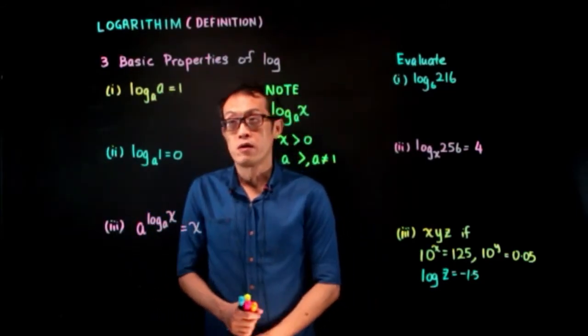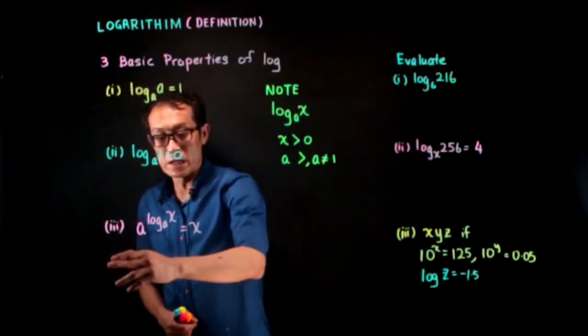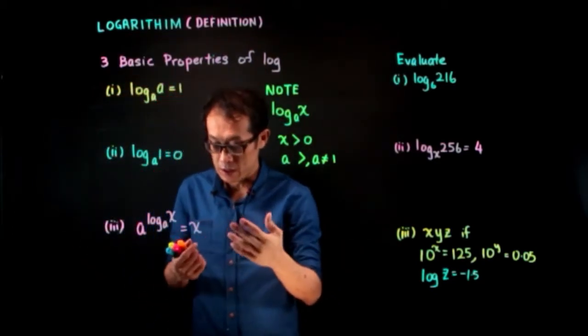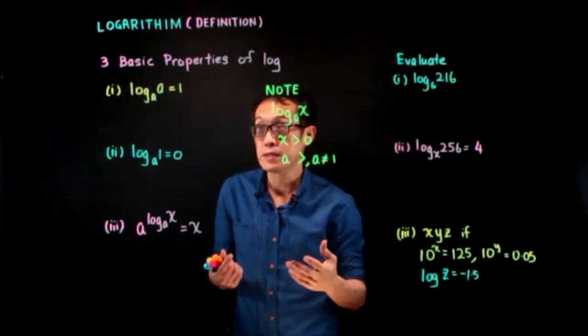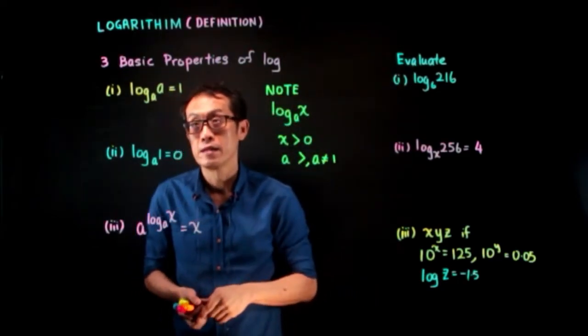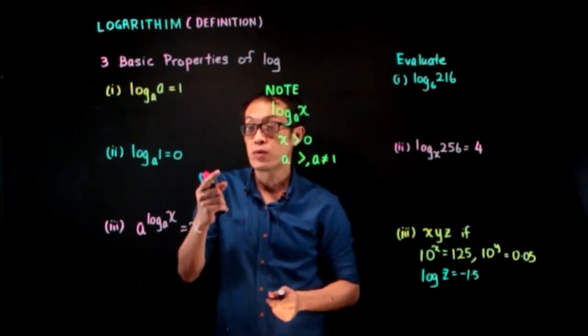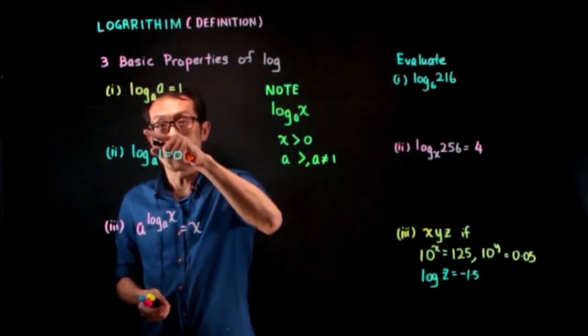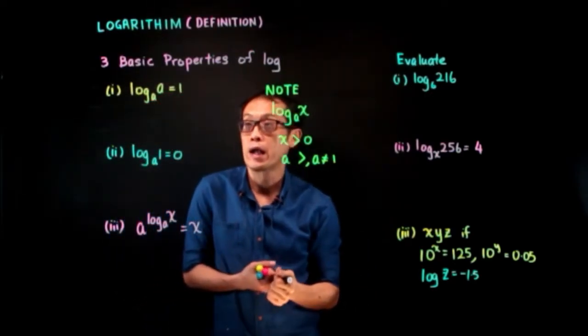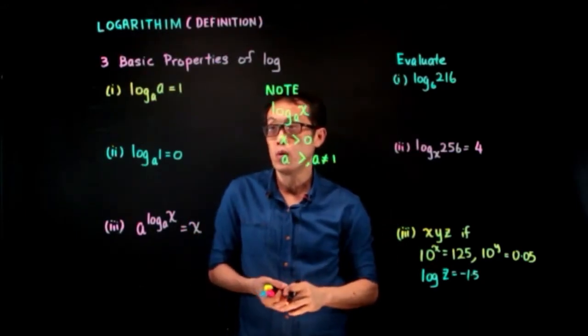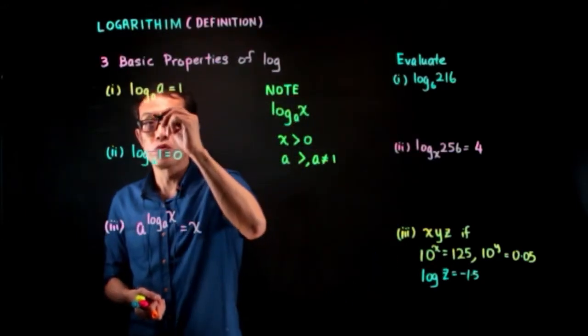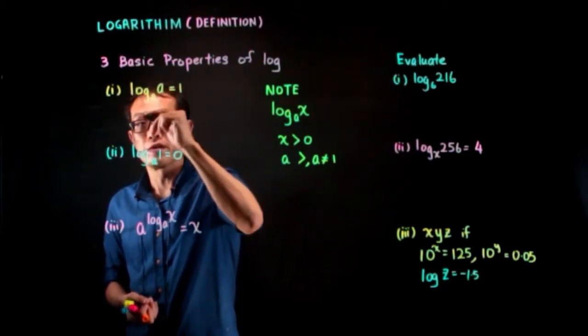These are the three properties of log that are commonly used, and it is advisable that you know them by heart. The first one is log a to base a is 1. Why is this so? Let me prove to you these three properties, starting with the first one.